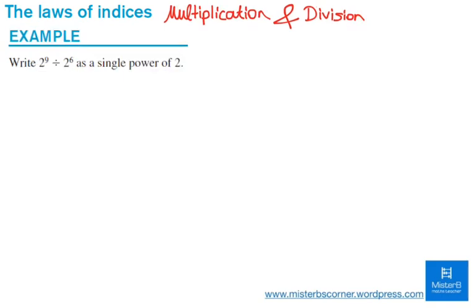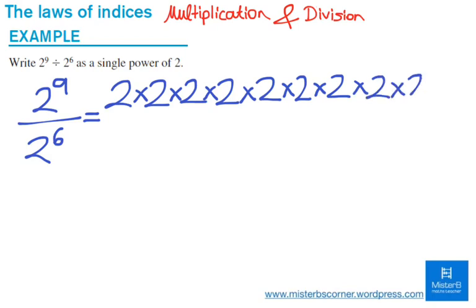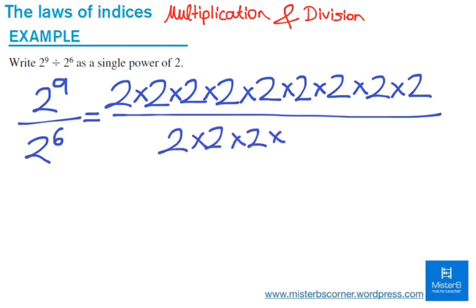Now, if you write this as a fraction, 2 to the power of 9 over 2 to the power of 6, this means, as the definition of index numbers tells us, it's 2 times 2 times 2 times 2 times 2 times 2 times 2 times 2 times 2. Yeah, there are 9 2's. And here it's 2 times 2 times 2 times 2 times 2, so there are 6 2's here.